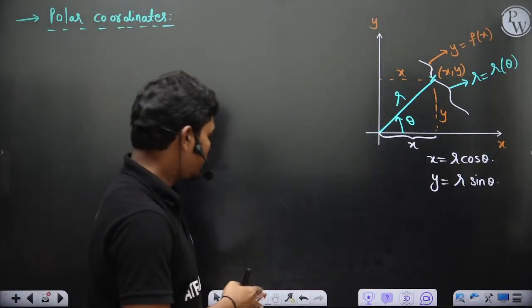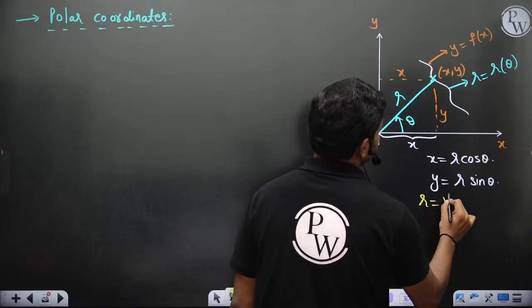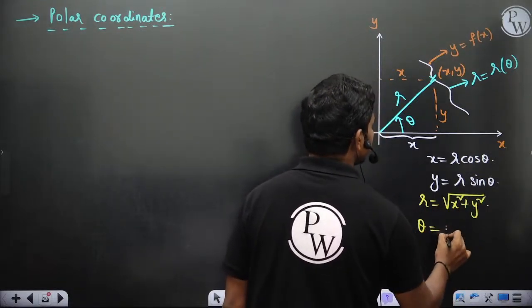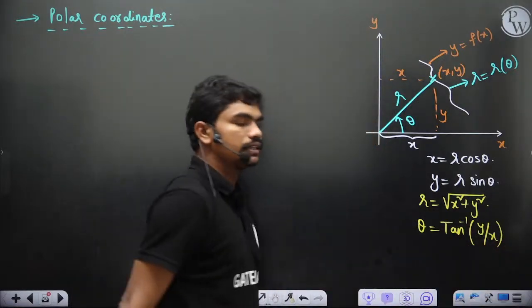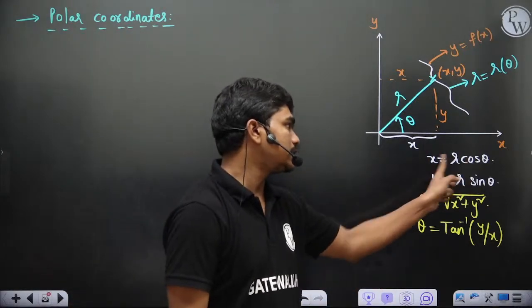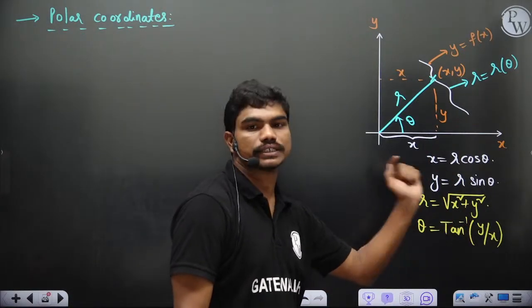Now ultimately this r value is square root of x square plus y square. Normally the conversion for theta in polar coordinates is tan inverse y by x. So this is how the variables are connected between x and y. Clearly x is a function of r and theta, y is a function of r and theta, or in general r is a function of x and y, and theta is also a function of x and y, of course.